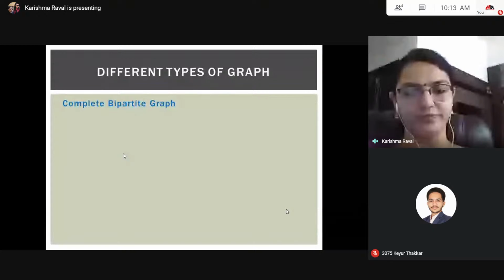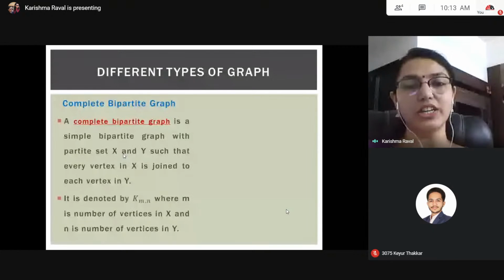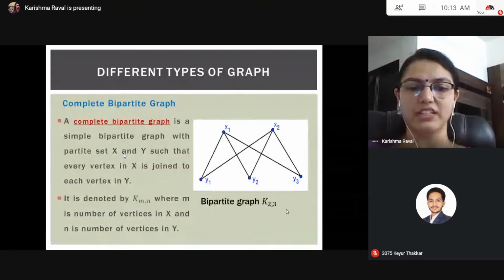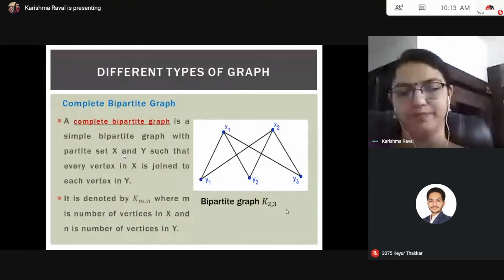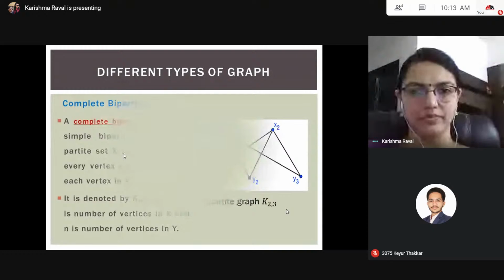The next definition is of a complete bipartite graph. A complete bipartite graph is a simple bipartite graph with partition sets X and Y such that no edges from the X set to the Y set are missing. Here m is the number of vertices in X and n is the number of vertices in Y. Here is the example: complete bipartite graph K2,3, where 2 is the number of vertices in X and 3 is the number of vertices in Y.